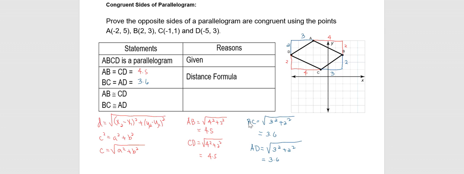So we say that the length of line segment BC is equal to the length of line segment AD. Therefore, line segment AB should be congruent to line segment CD, and line segment BC is congruent to line segment AD by the definition of congruent.